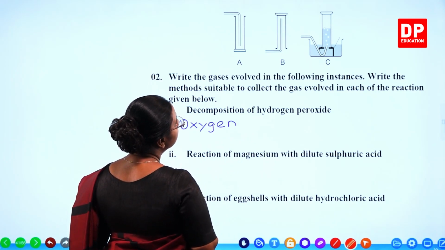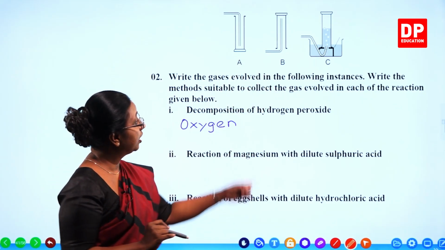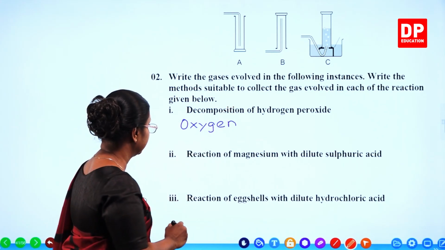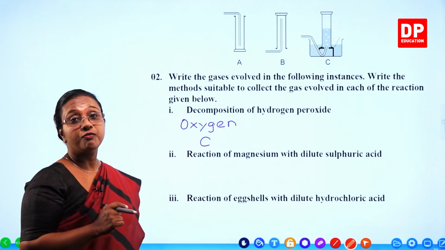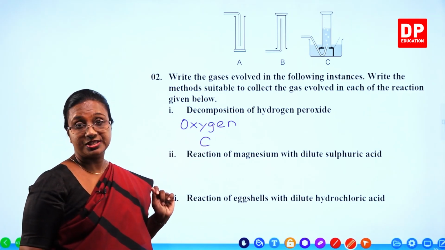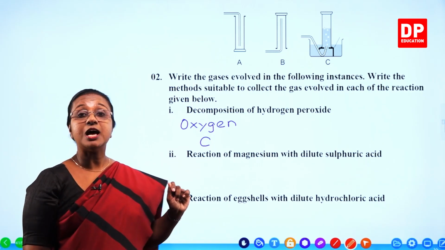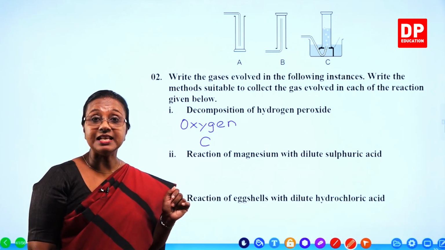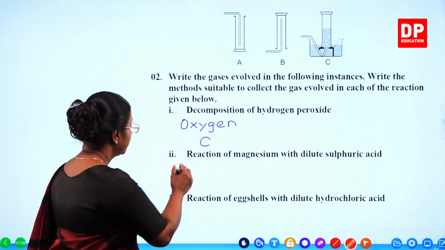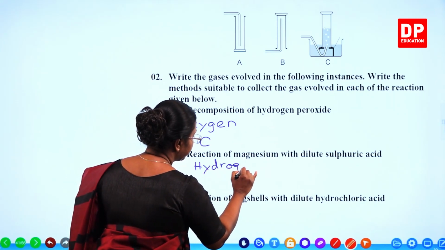And what is the suitable method? Can we use A or B? Normally we don't. We use method C. So here it is C. Downward displacement of water is used to collect oxygen gas. Second one, reaction of magnesium with dilute sulfuric acid. You all can remember that. Metal with an acid, hydrogen gas is evolved. So here it is going to be hydrogen gas.